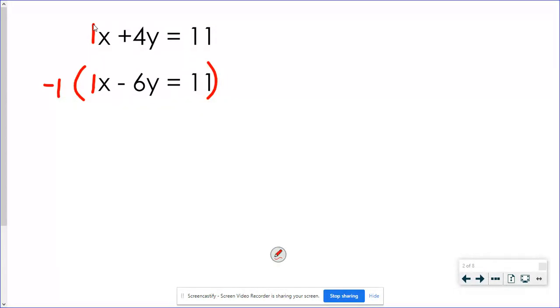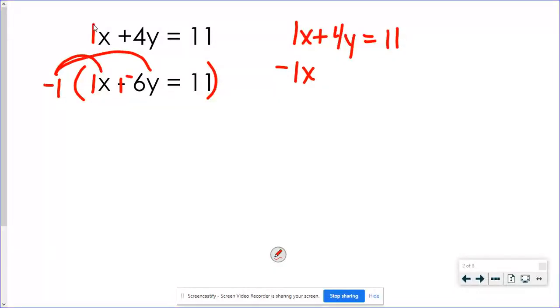So I'm going to just rewrite what I've got now. The first equation didn't change. That'll be a 1x plus 4y equals 11. When I distribute this, that'll be a negative 1x. Negative 1 times negative 6 is really a positive 6y. And then don't forget this. This is the most common mistake that I see, is people forget to distribute after the equal sign. That's going to be a negative 11.